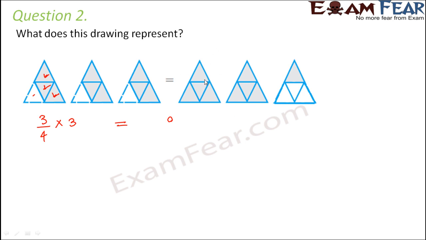But let's try to understand it from this image. This one is completely shaded, so this is going to be 4 by 4. What about this? This is also completely shaded, so this is also 4 by 4. But here only one part is shaded, so this is 1 by 4. So basically this is 4 by 4 plus 4 by 4 plus 1 by 4. That means 4 by 4 is 1, 4 by 4 again is 1, and 1 by 4. So 1 plus 1 is 2, so 2 plus 1 by 4.